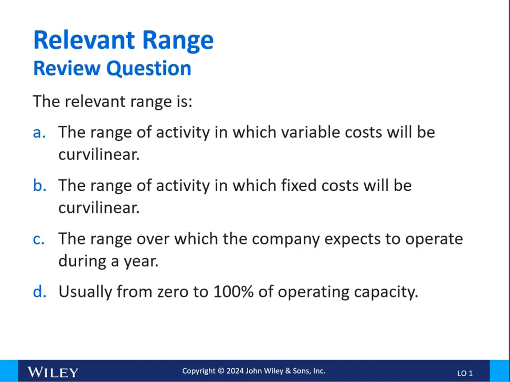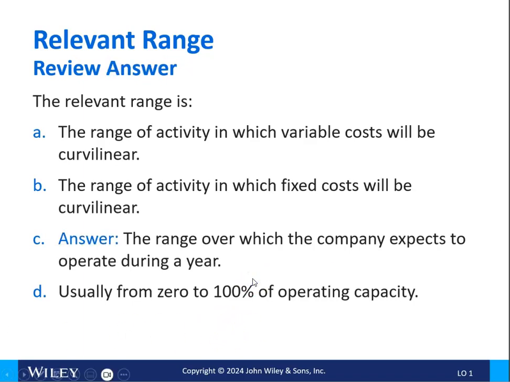So another review question, the relevant range is A, the range of activity in which variable costs will be curvilinear, B, the range of activity in which fixed costs will be curvilinear, C, the range over which the company expects to operate during the year, D, usually from 0 to 100% of operating capacity. The answer is C, the range over which the company expects to operate during the year.